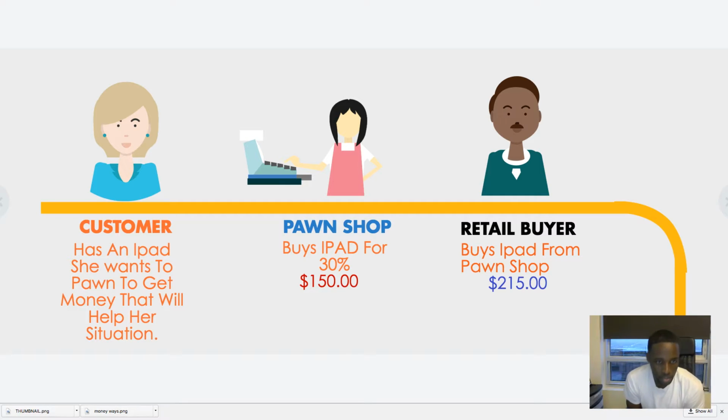So we have the customer, and then we have the pawn shop, and then we have the retail buyer. The pawn shop in this situation is a wholesaler, just like in the real estate industry. The customer in this situation is the seller of the home, just like in the real estate industry. And the retail buyer in this situation is like the rehabber.